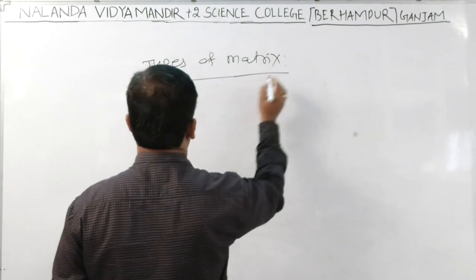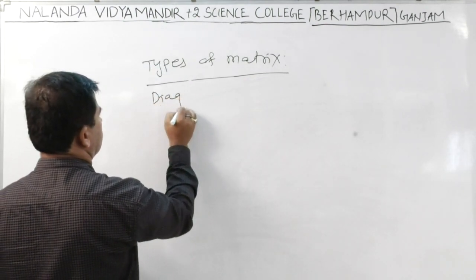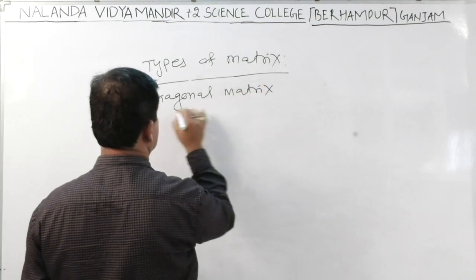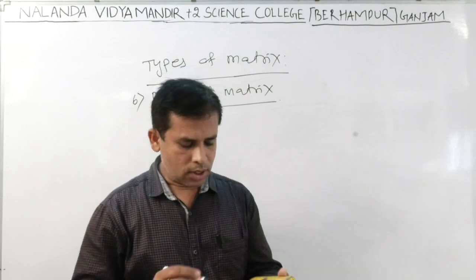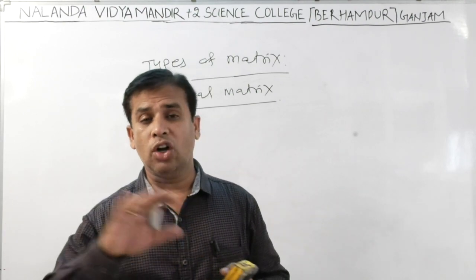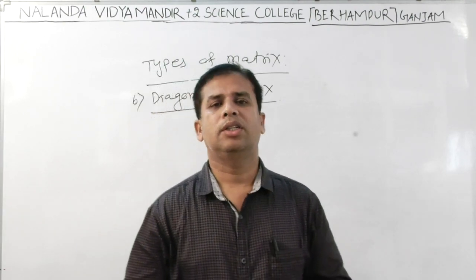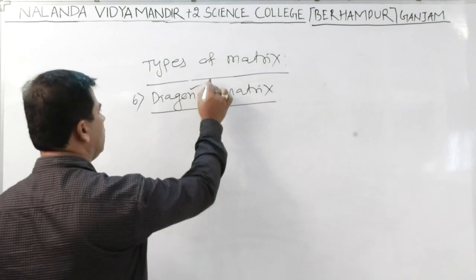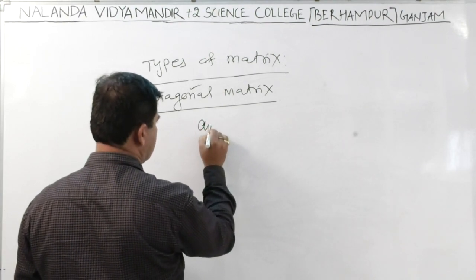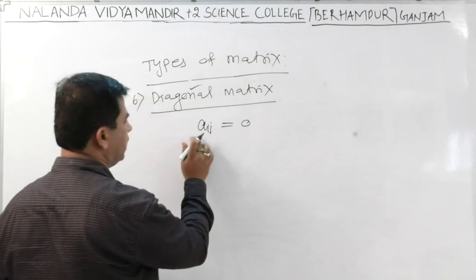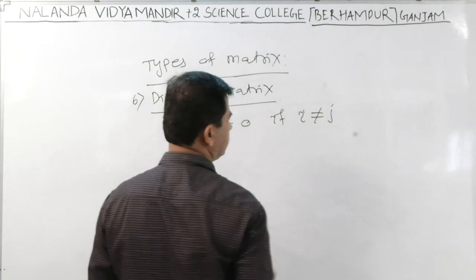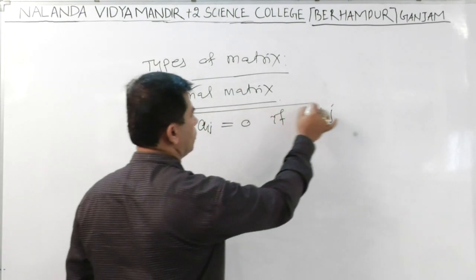Now, diagonal matrix. Diagonal matrix means in a square matrix, except the diagonal elements, all elements are 0. Then we say that it is a diagonal matrix. That is, the element Aij is equal to 0 if i is not equal to j. Then we say that matrix is known as a diagonal matrix.